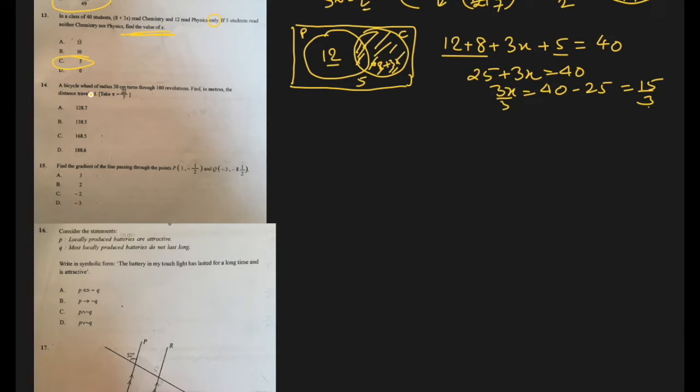A bicycle wheel of radius 30 centimeter. So this is the wheel, the radius is 30 centimeter, turns through 100 revolutions.